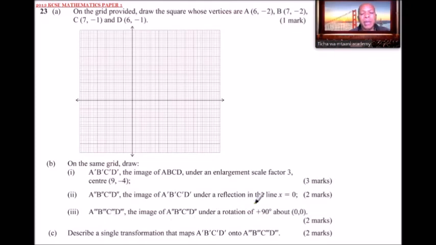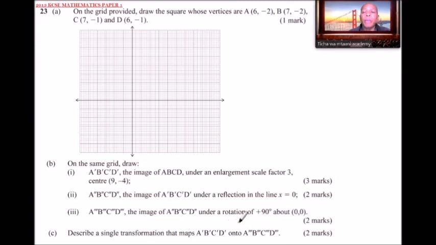Roman numeral 3 is about rotation. Positive 90 means it is in the anti-clockwise direction. That's how we describe rotation. That is positive rotation. Negative rotation is clockwise direction. So, very important. Another thing we need to note here is that when you are rotating through 90 degrees, we can get the image by interchanging the coordinates of whatever we are rotating. We are going to see that.